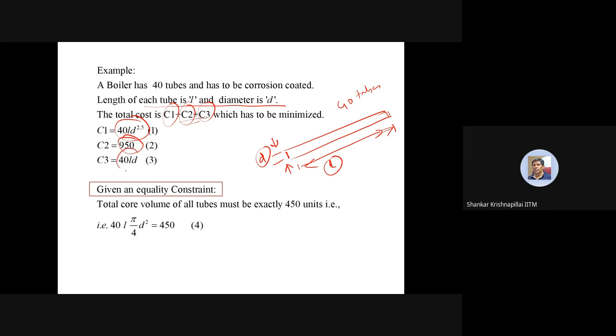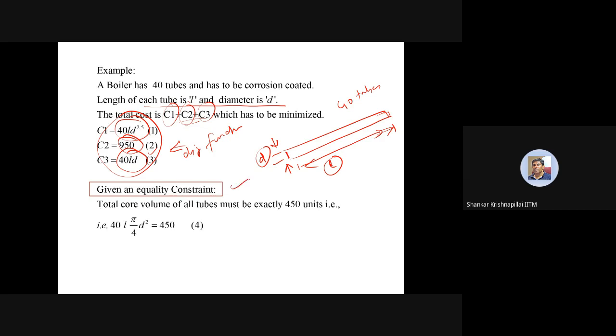Then C3 is equal to 40L into D. 40L into D means the painting of the outer surface, that type of surface area. So this is the total cost that has to be minimized. And so this is the objective function: minimize C1 plus C2 plus C3.